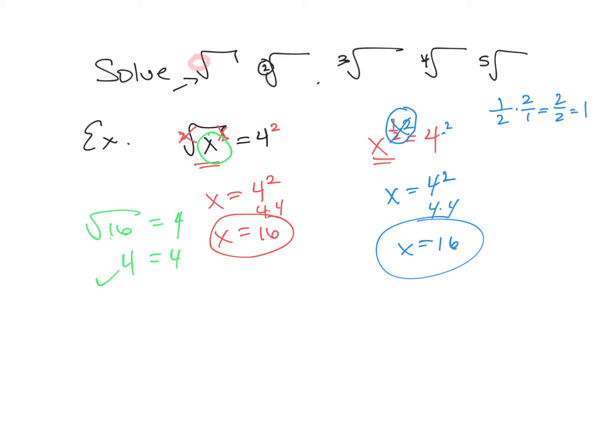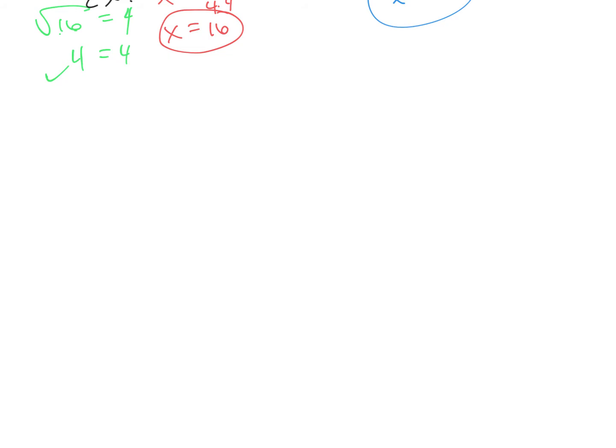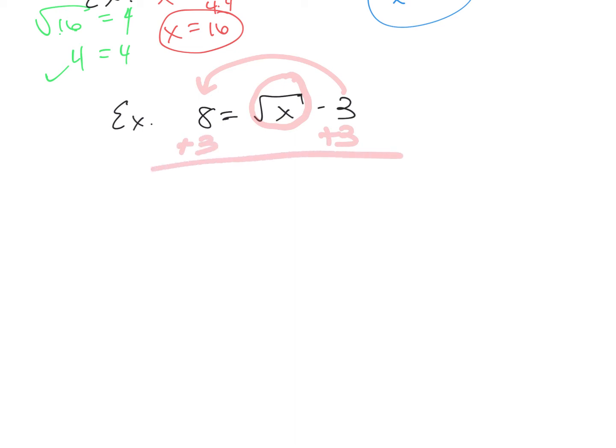Okay, the key here, though, is to make sure that we get this radical isolated. We have to have it by itself. Okay, so let's do another example. So let me do an example here, and I have 8 equals the square root of x minus 3. So what I mean by that last time, I said I have to isolate. So I have to get this by itself, just like if it was just a regular x, right? And so I'm going to move the negative 3 over. So I'm going to add that 3, right? And then we get 11 equals the square root of x.